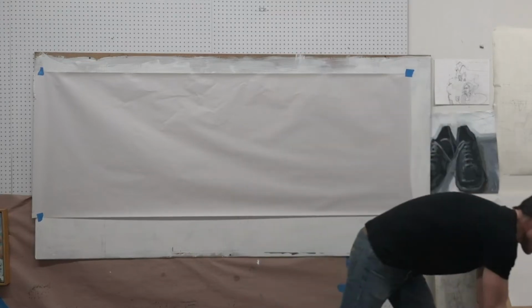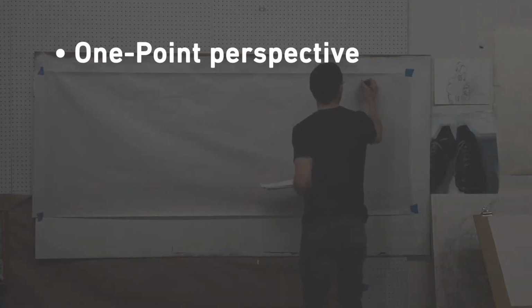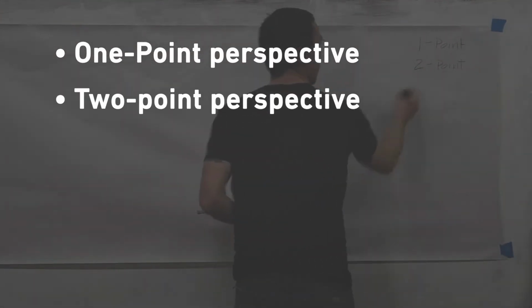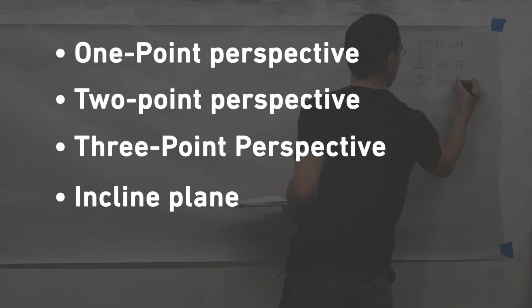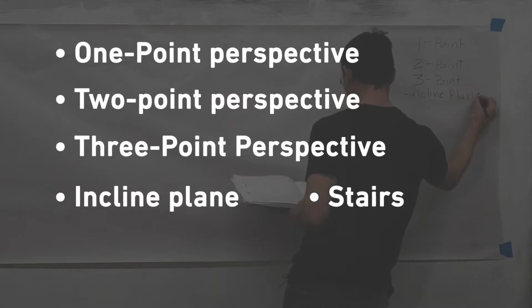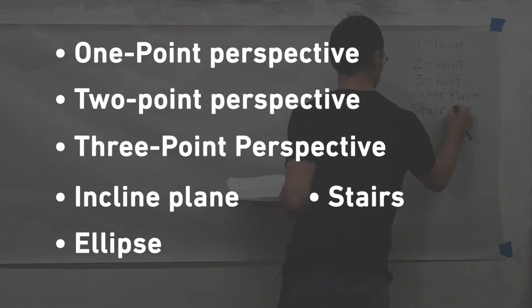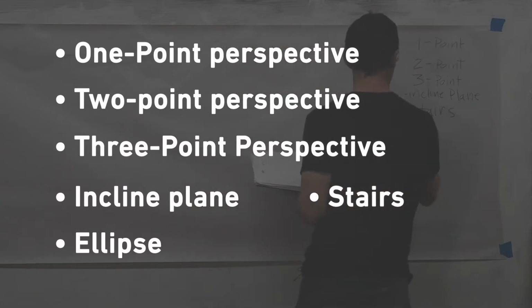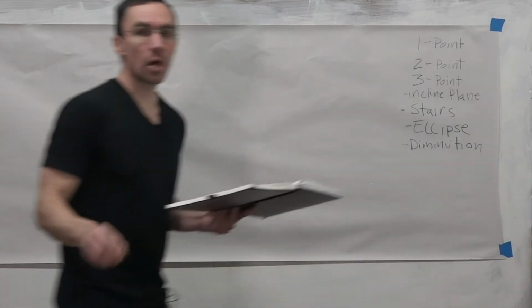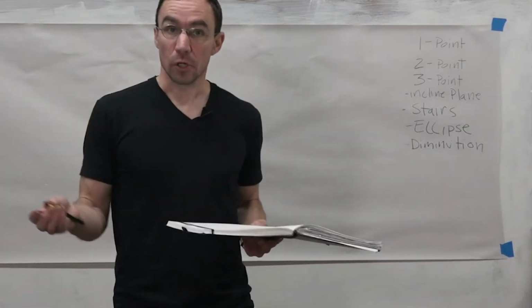We're going to start with 1-point perspective, then we're going to go to 2-point perspective, 3-point, incline plane, stairs, including spiral stairs, ellipses, using the 8-point tangent system, and we'll do cube multiplication or diminution in space. To get started, we have a few terms to cover.